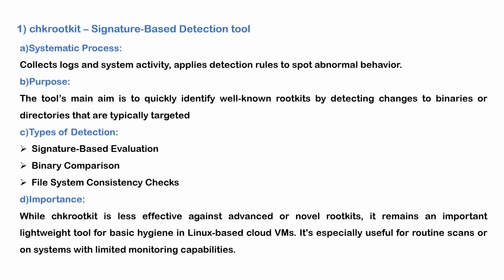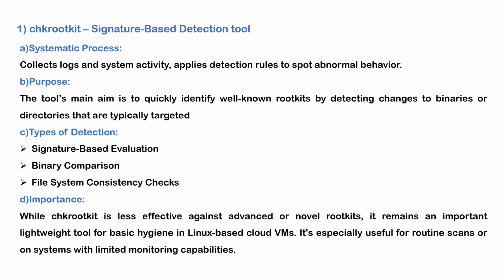chkrootkit, a signature-based rootkit scanner. Let's start with one of the earliest tools used for rootkit detection in Linux systems. chkrootkit is a command line scanner that searches for signs of known rootkits by checking system binaries, configuration files, and hidden files in directories. It works by comparing the current behavior or structures of files like ps, netstat, and ls against the expected behavior. If something seems off, like a missing file path or an altered checksum, it will raise a flag.